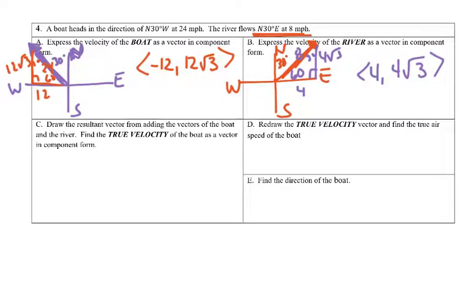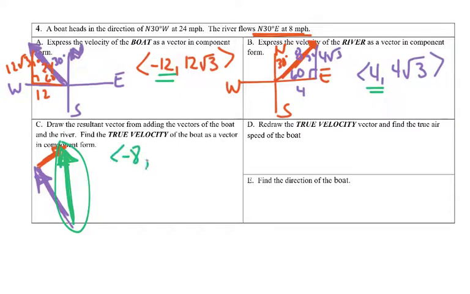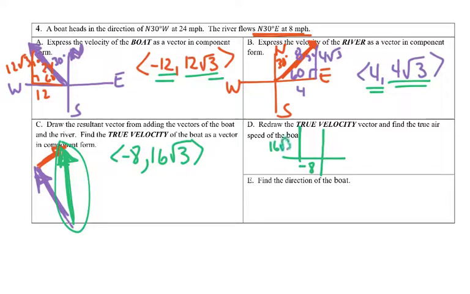The resultant vector is going to add those two vectors together. Visually, it would be like taking the original boat, adding on the river, and then resulting in what's actually the true velocity, this green vector. So I'm going to add negative 12 plus 4 is negative 8. 12 root 3 plus 4 root 3 is 16 root 3. And I'm going to redraw a vector that's negative 8, 16 root 3. So it went left 8 and up 16 root 3. This is the true velocity.